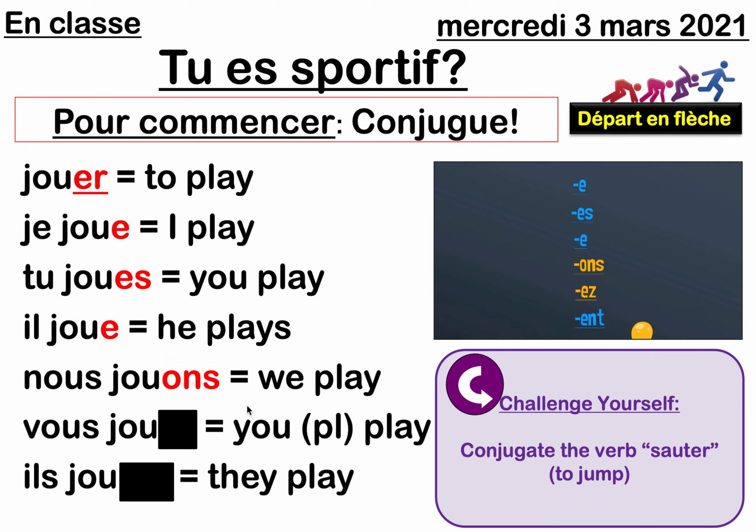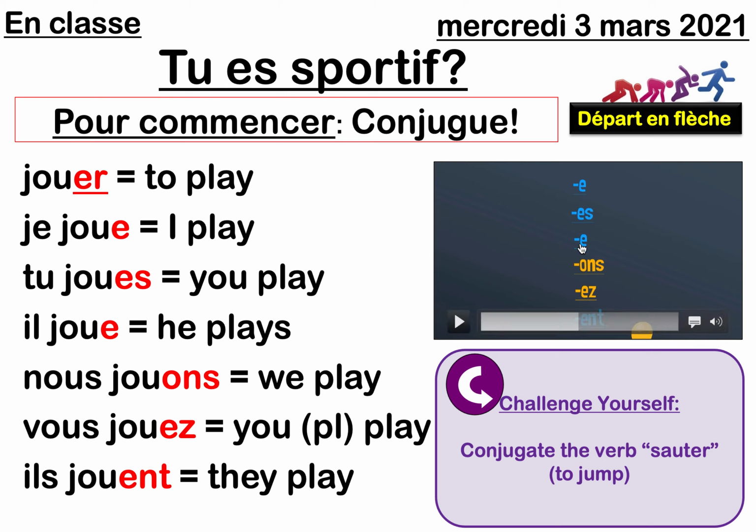To conjugate the verb to make it you all play, I add ez, so it's vous jouez. And to conjugate the verb to make it they play, I add ent, and that is a silent ending, so we don't pronounce that, so it sounds like il joue. Most of the endings are silent, so the blue endings are silent, the yellow endings are the ones we pronounce.